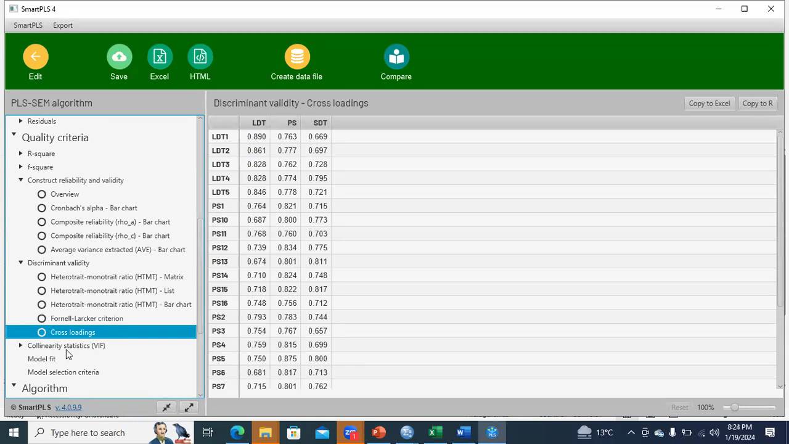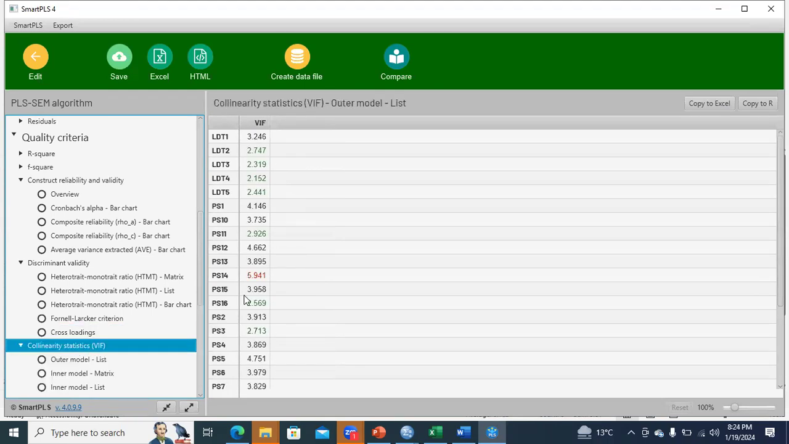Then we have a measure of collinearity statistics. If you click here, you can see a number of values.